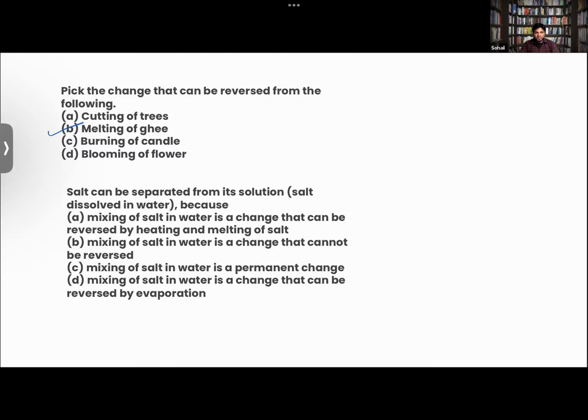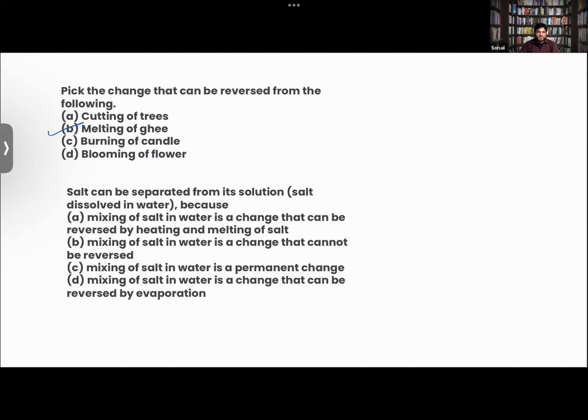Second question, answer this one. Read the options carefully. A. Okay, what about option number D? But both of them are same. No, both of them are not same here.